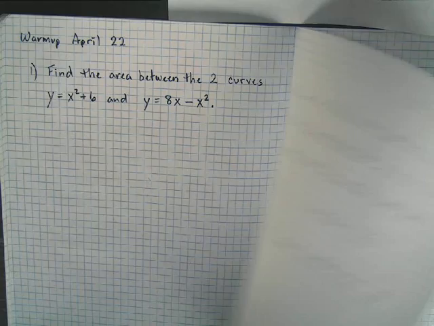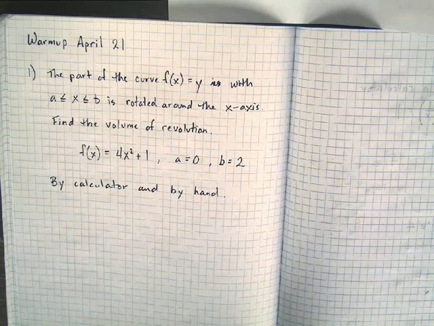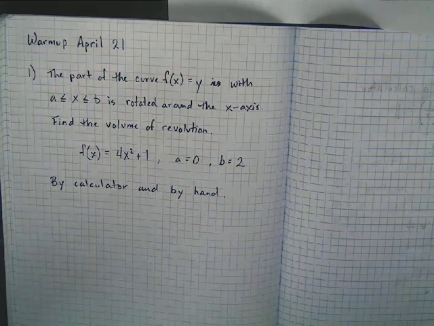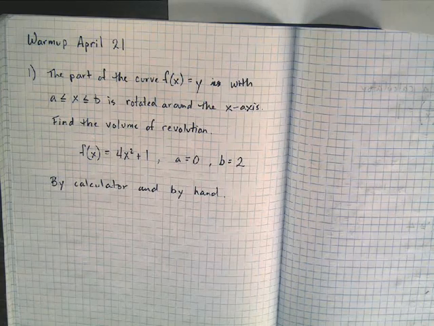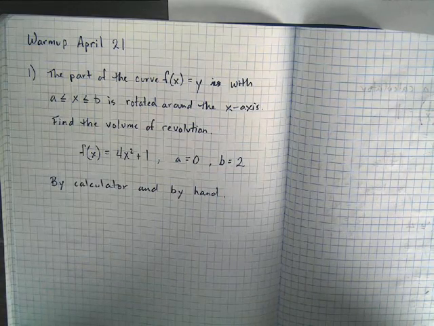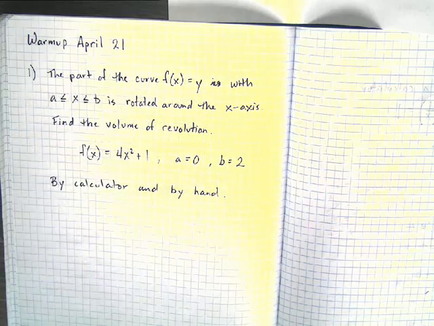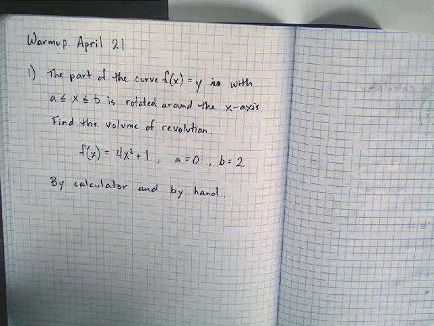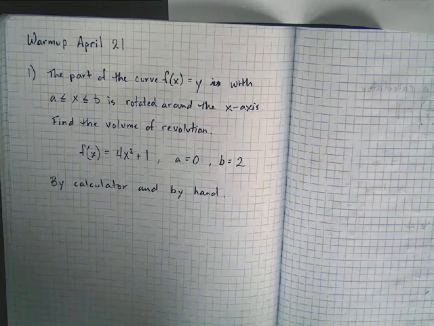And yesterday's warm-up was right here. I had a lot of people come up with the correct answer. Yay! So let's just go over it. If you forgot how to do a volume of revolution, it was no worries because that's what the notes were about yesterday. But we have done it before, so it's probably in your notes somewhere. And if not, it's right here on the formula packet.